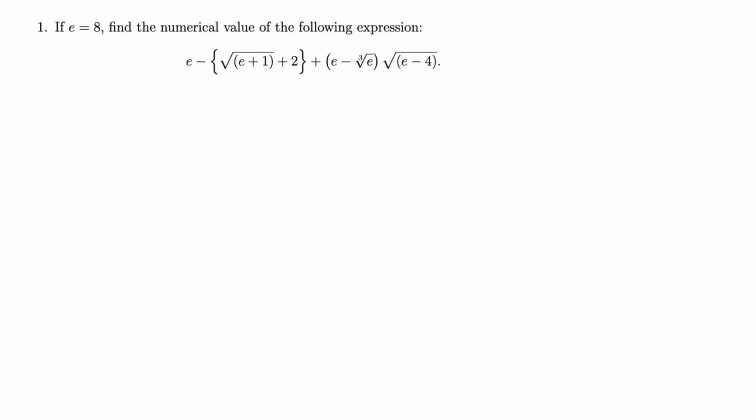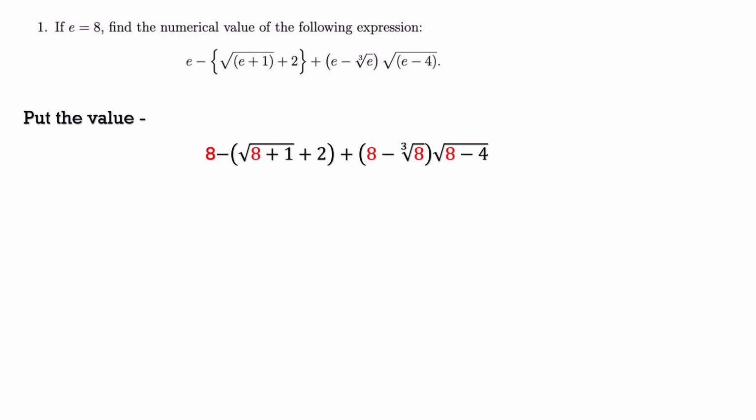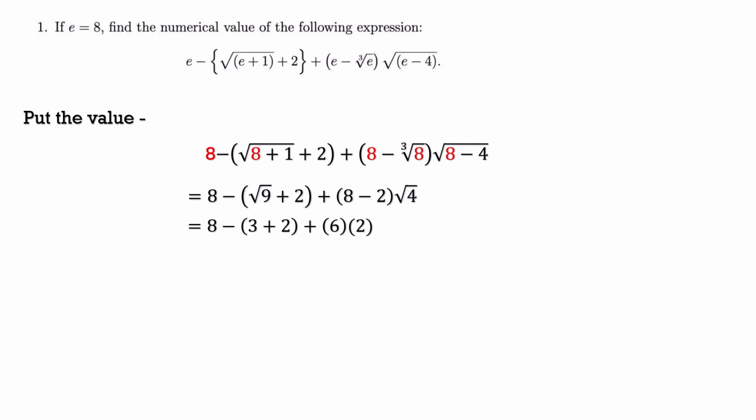We are told that the variable e is equal to 8, and we are asked to evaluate a rather complicated expression. This is the kind of expression that tests not just substitution skills, but also understanding of order of operations and careful arithmetic. Let us substitute the value e equals 8 directly. The first part becomes 8 minus the square root of 9 plus 2. Now the square root of 9 is 3, so inside the parentheses we have 3 plus 2, which is 5. Thus, the first part is simply 8 minus 5.